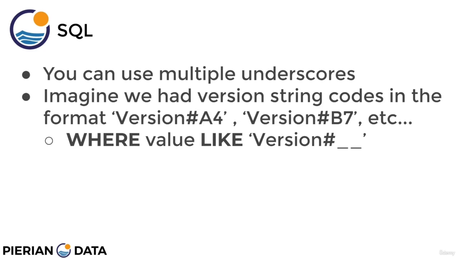Now you can use multiple underscores. So imagine we had version string codes in a format something like Version #A4, and then Version #B7, etc. So that would be something like WHERE value LIKE 'Version #__', where those 2 underscores can be filled with any sort of characters you want. So this essentially leaves open any 2 characters to fill in those specific underscore positions.